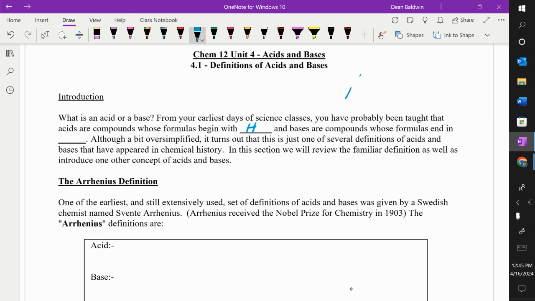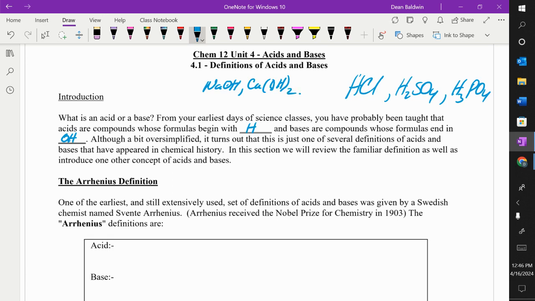You learned about HCl, H2SO4, H3PO4. You don't have to write these down. They all start with an H, so we call them acids. And bases end in OH. Classic being sodium hydroxide, calcium hydroxide. It was on the midterm. So anything that ended in an OH was a base. Anything that started with an H was an acid.